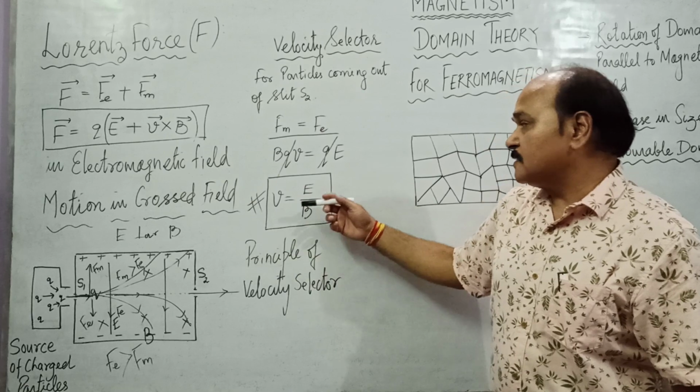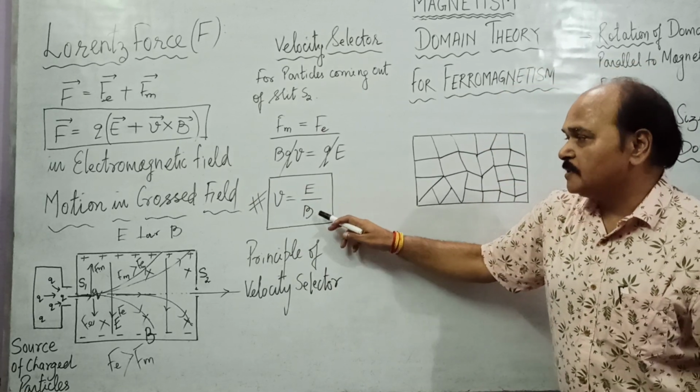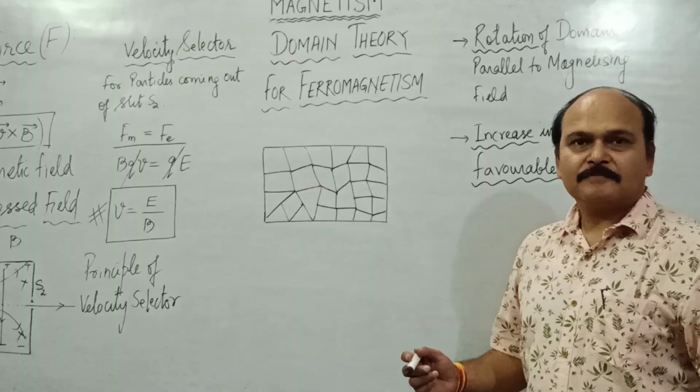So whichever particle has speed as ratio of E to B, only those particles come out.